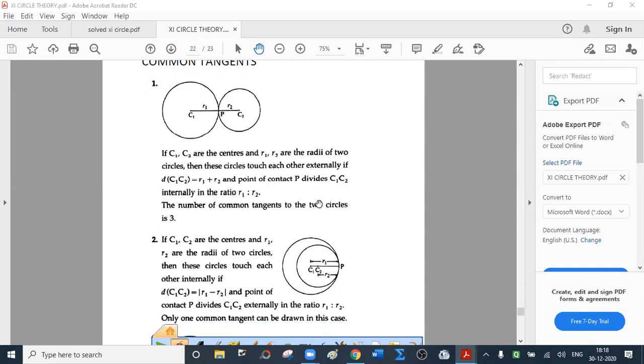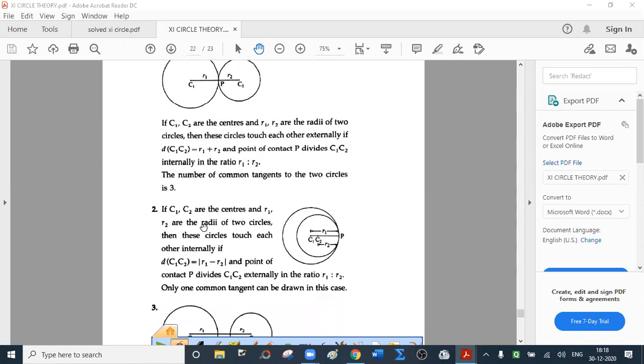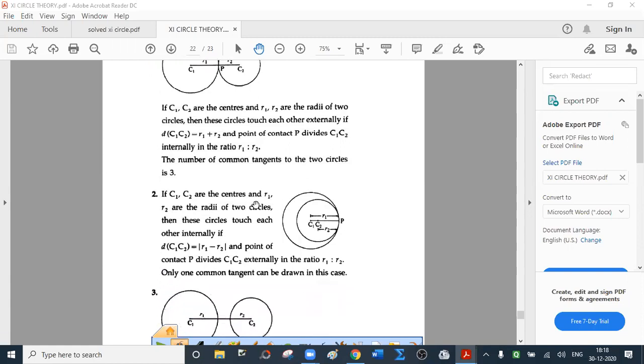Okay. This is interesting. Second, if C1, C2 are the centers and R1 and R2 are the radii of two circles, then these circles touch each other internally if the distance between the two centers is mod of R1 minus R2. Why modulus?